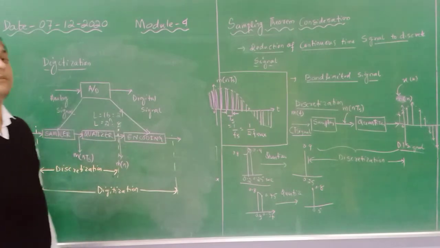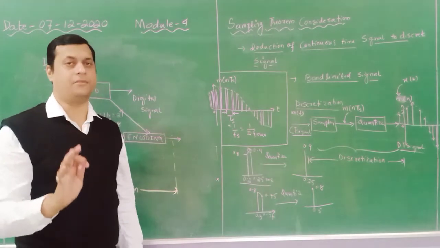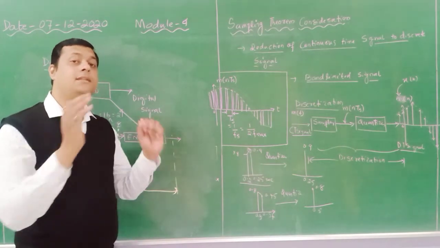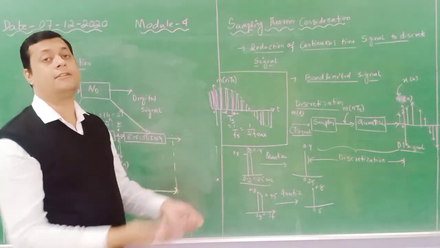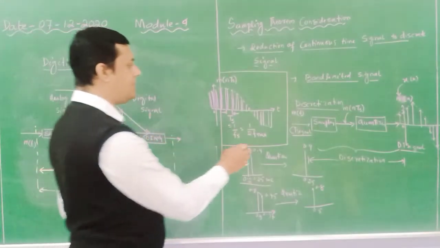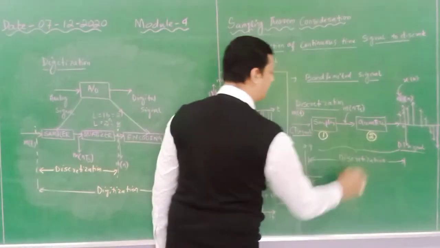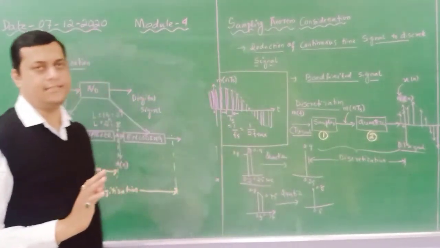Many people get confused between what is discretization and digitization. It is very simple. Discretization means the continuous signal is converted into a discrete signal. That is the manner. So what are the two steps? First step is sampling. Second step is quantization. So the result will be a discrete signal.